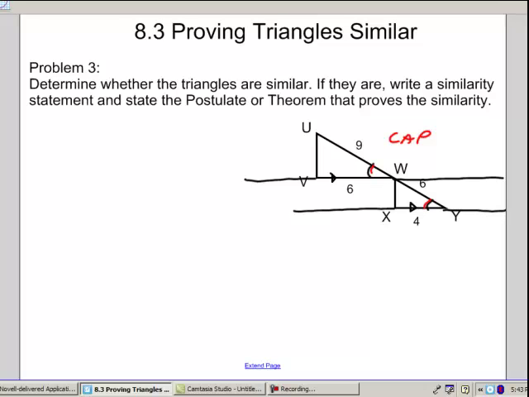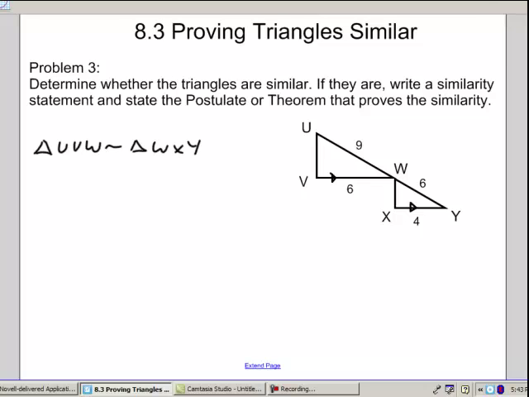If that's the case, I now have, as long as these proportions are right, is 4 to 6 the same thing as 6 to 9? Well, 36 is equal to 36. So they are proportional. These two triangles are similar by the side angle side similarity postulate. Triangle UVW is similar to triangle WXY by side angle side similarity. I think I said postulate a minute ago. This is actually the side angle side similarity theorem.